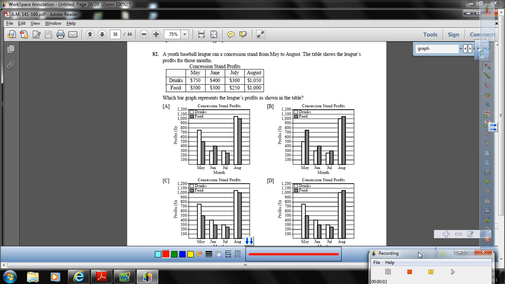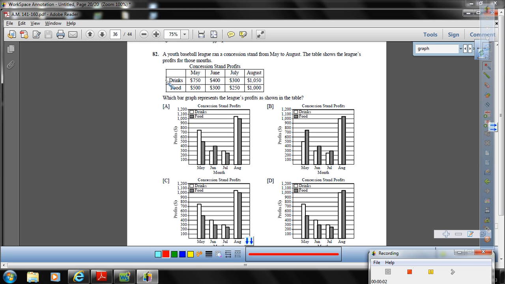Accelerated Math Objective 155. Use a double or stacked bar graph to represent data. In question 82, a youth baseball league ran a concession stand from May to August. The table shows the league's profits for those months.